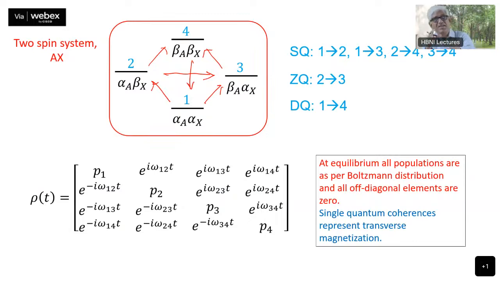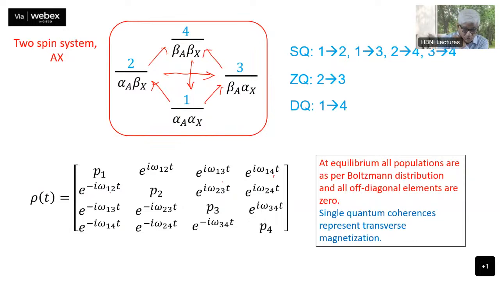So you have these many coherences in your two-spin system. Therefore, what will be the density matrix here? The density matrix is a 4 by 4 matrix. The 4 populations are along the diagonal, and the off-diagonal elements represent the coherences between the states 1 and 2, 1 and 3, 1 and 4.